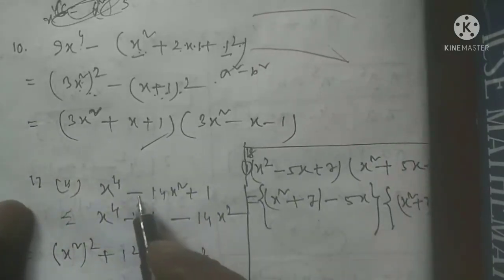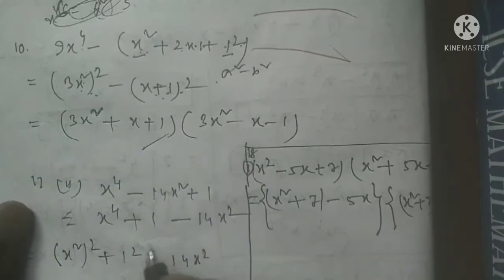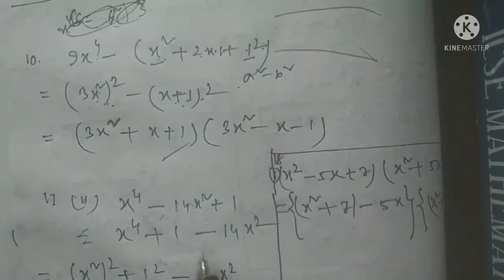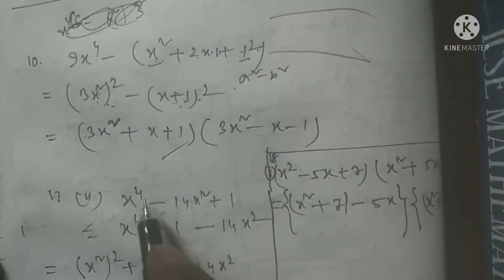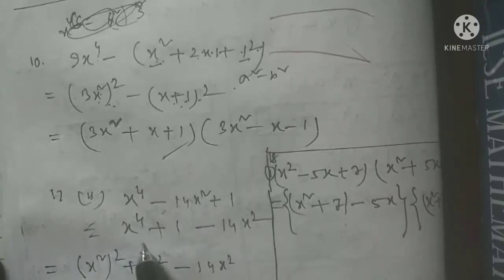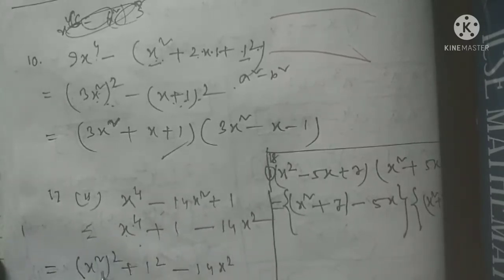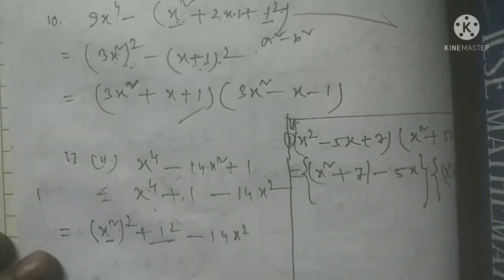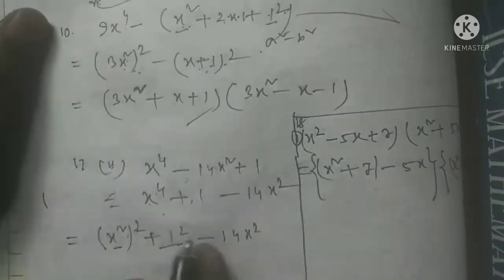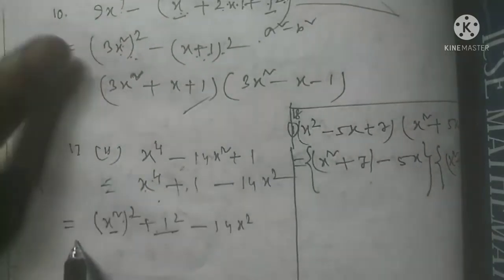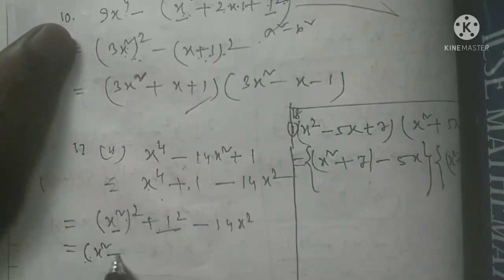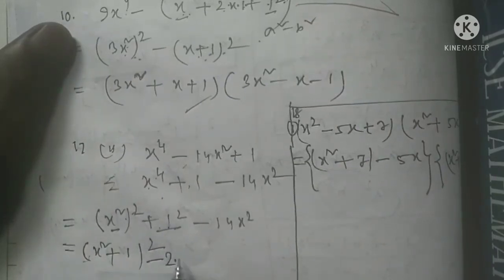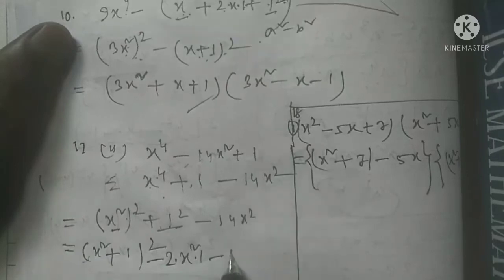x⁴ - 14x² + 1. So x⁴ means you have to arrange x⁴ + 1 here. That means x⁴ means (x²)², and 1 means 1². So you have to apply the a² + b² formula, my dear students. Then it will be (a + b)² - 2ab.